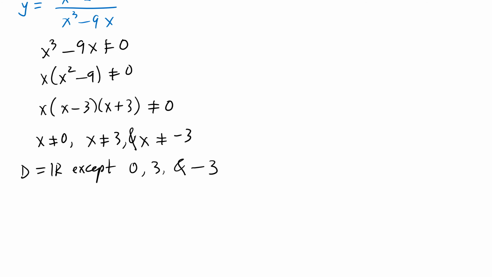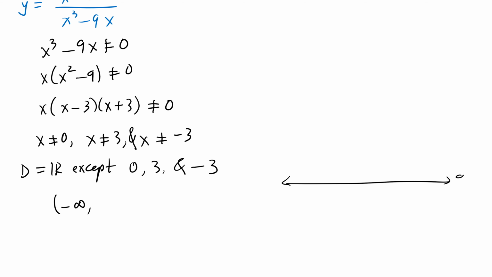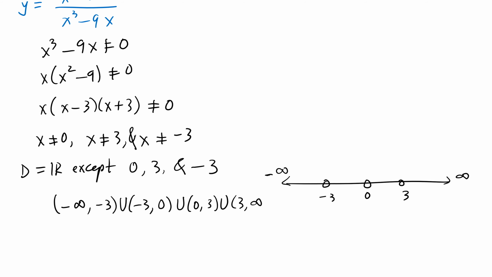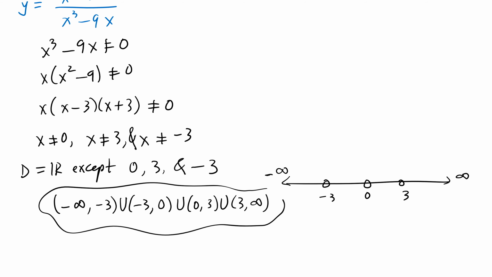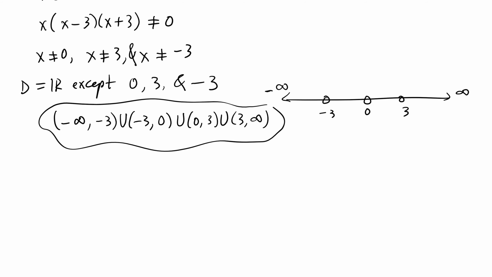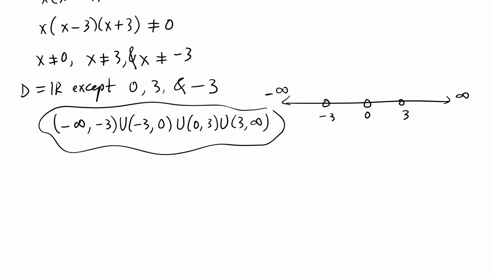If you write interval notation to exclude these values, you always start from the left side, negative infinity. If you put it on the number line, it can be negative 3, it can be 0, and it can be 3. So it's negative infinity to negative 3, union, negative 3 to 0, union, 0 to 3, union, 3 to infinity. So that means we are excluding negative 3, 0, and 3 from the domain.